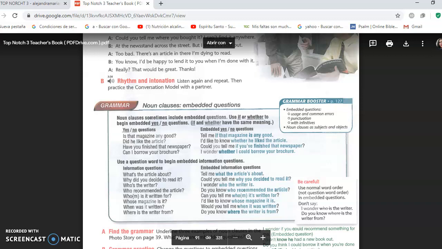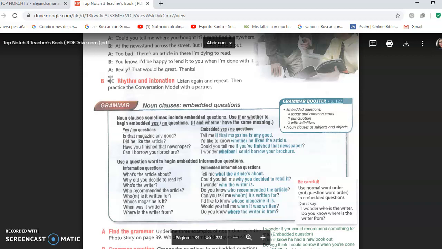Veamos la siguiente oración. Did he like the article? I'd like to know whether he liked the article. Ok, ahí vamos a utilizar whether. Es parecida, es la misma pregunta, pero ahí utilizamos whether. Did he like the article? Ahora, esa misma pregunta vamos a hacerla de diferente manera utilizando whether. I'd like to know whether he liked the article.